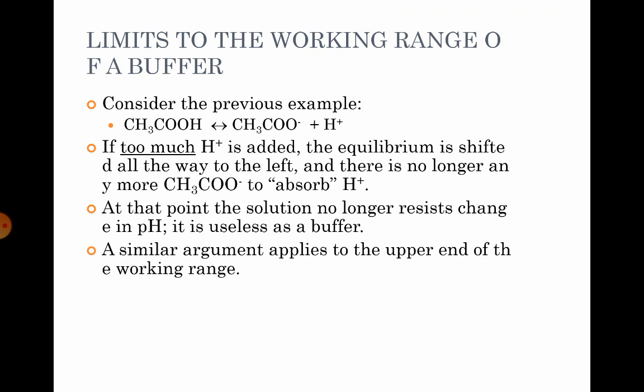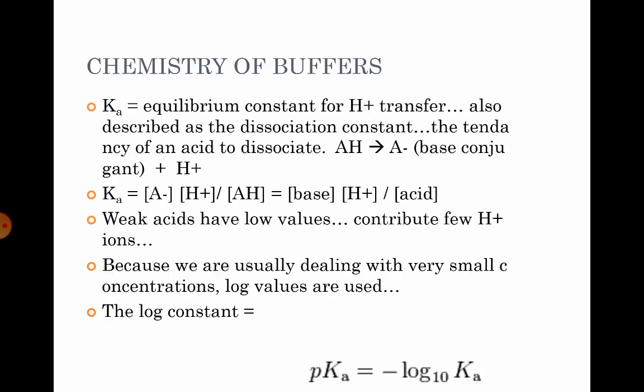Limits to the working range of a buffer. Consider the previous example, CH3COOH, which dissociates into CH3COO minus plus H plus. If too much H plus is added, the equilibrium is shifted all the way to the left, and there is no longer any more CH3COO minus to absorb H plus. At that point, the solution no longer resists change in pH. It is useless as a buffer. A similar argument applies to the upper end of the working range.